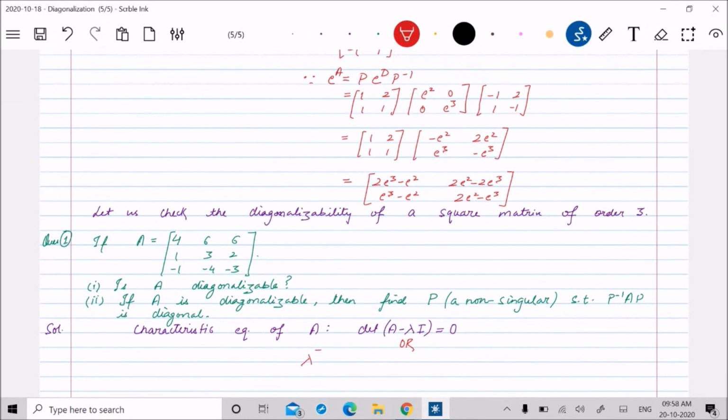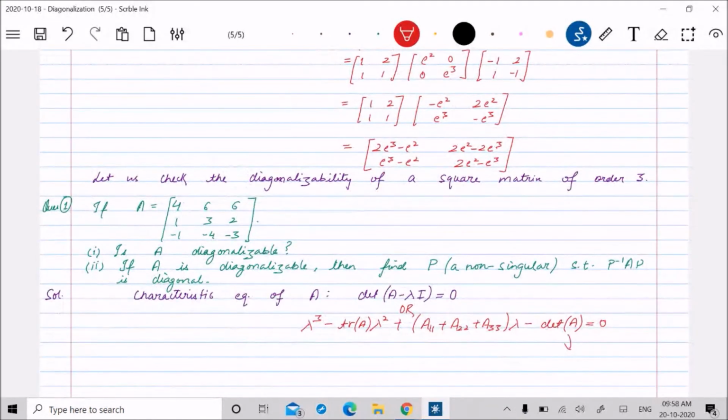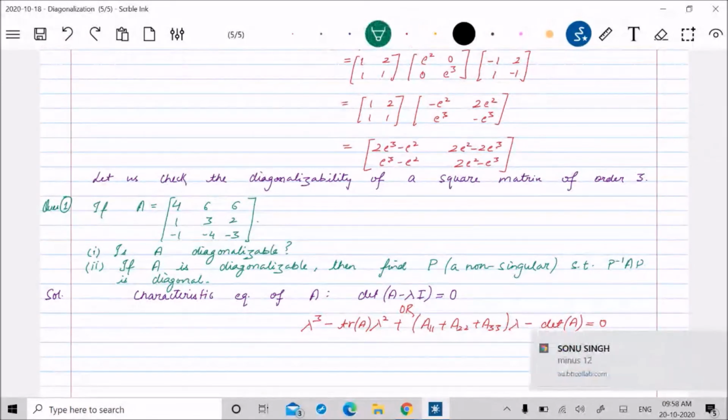The characteristic equation is this one: lambda cube minus trace of A into lambda square plus A11 plus A22 plus A33 (the cofactors) into lambda minus determinant of A equal to 0. While I complete this, please find the determinant of A for me. And this is a formula, this is a secret formula.